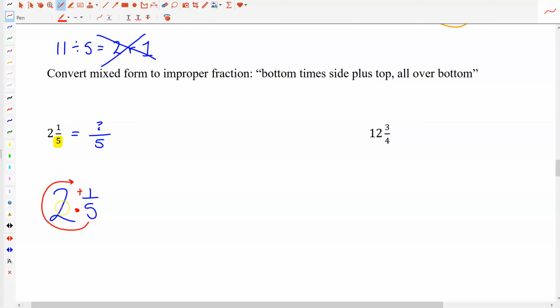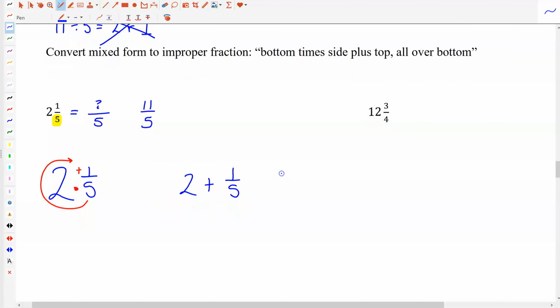So 5 times 2 is 10. 10 plus 1 is 11. So the number that I want right here would be 11, and then the original denominator. So 2 1/5 is equivalent to 11/5. Now why this is going to work for us is 2 1/5, remember, is 2 plus 1/5. Okay, so I have 2 wholes plus 1/5 of another whole.